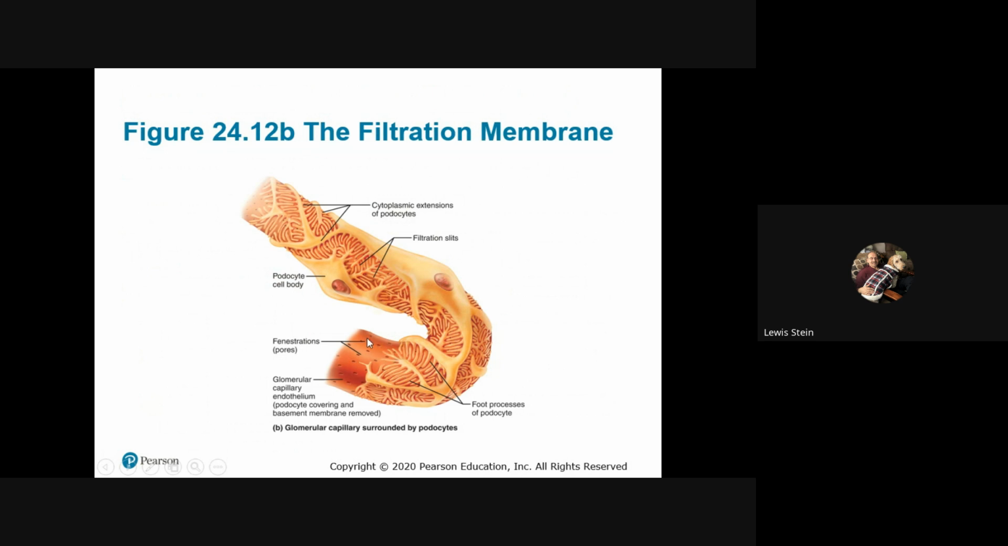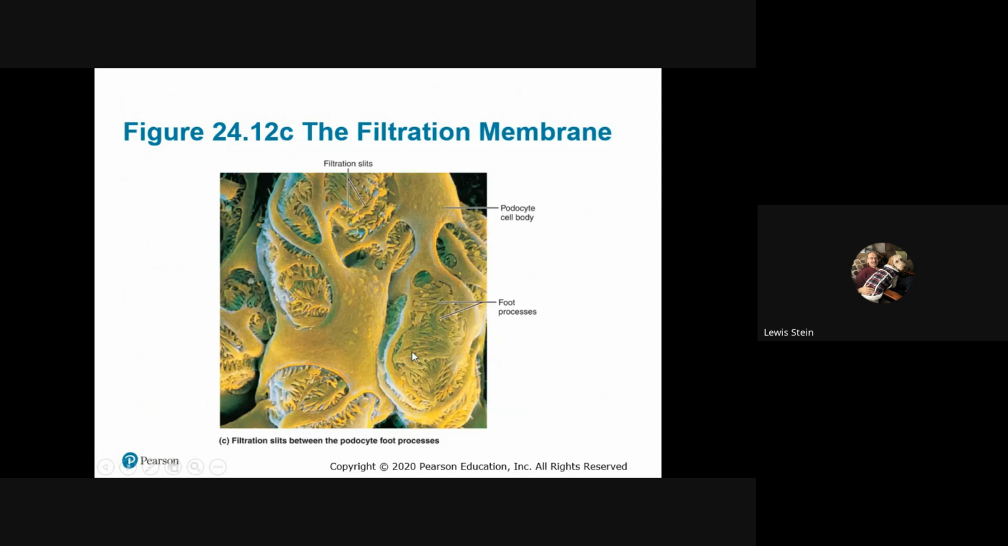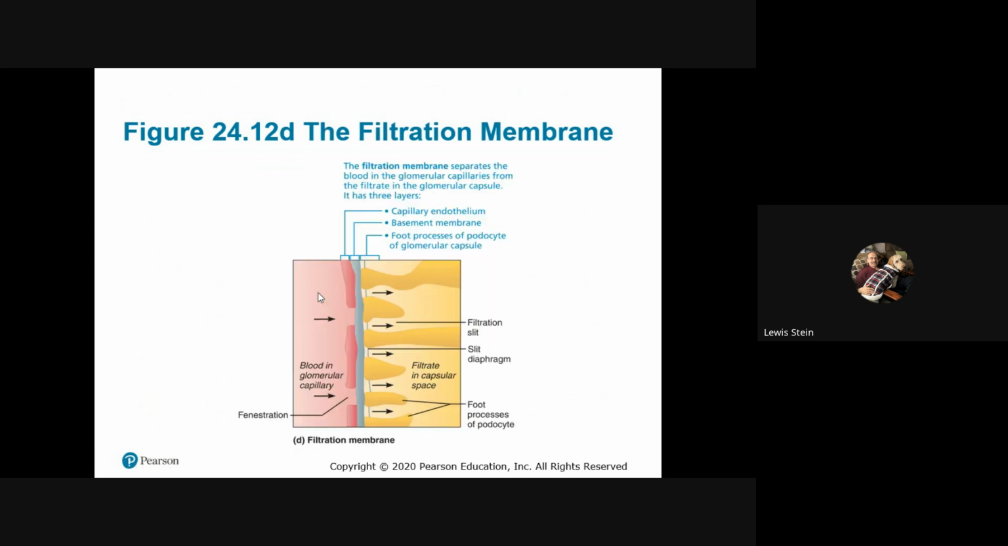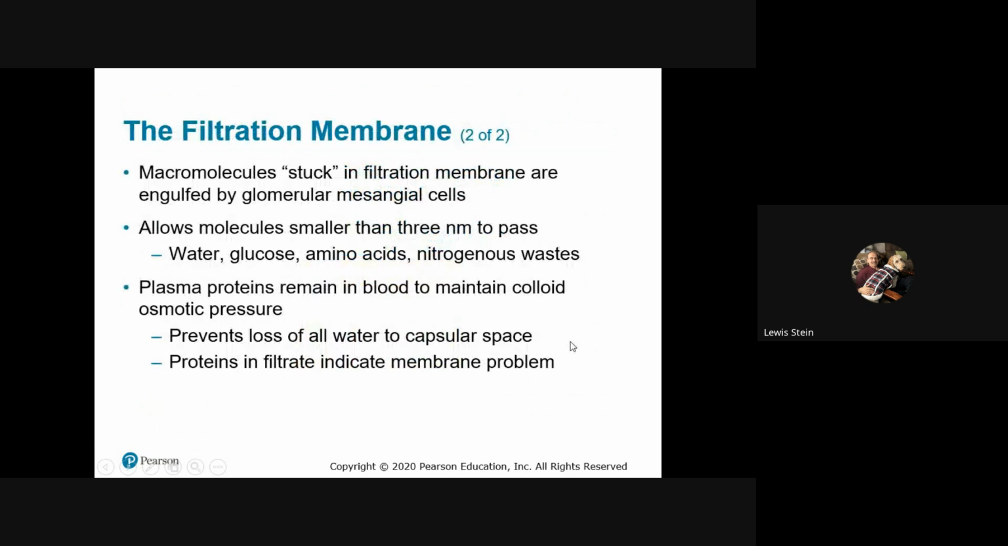And then additionally, they have the fenestrations as well as these clefts. So the wider these are open, the more stuff's going to come out. Actual micrograph, pretty neat. And this just shows you how it's going through the slit. As you can see, some large ones might be engulfed and get stuck in those membranes conceivably, but most of the molecules smaller than 3 nanometers, whatever that is. Water, sugar, amino acids, and remember, job one, nitrogenous waste.